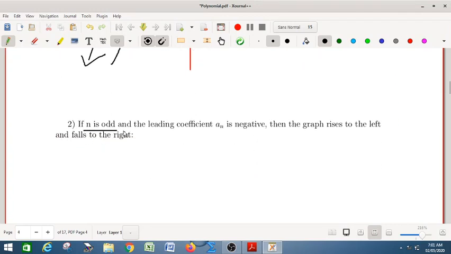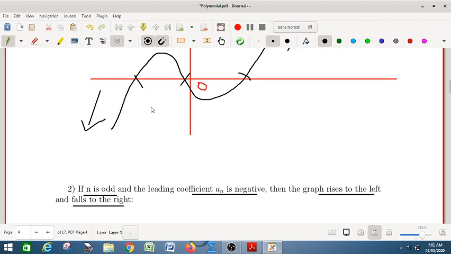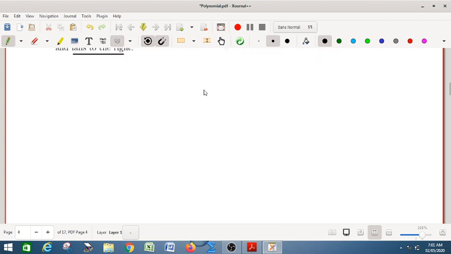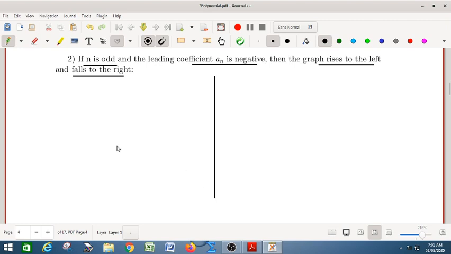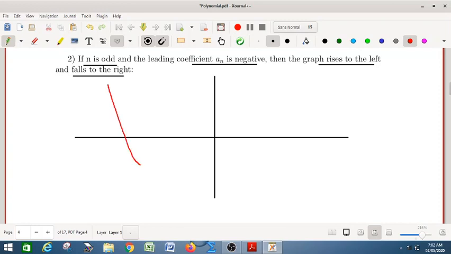Next, if n is odd and the leading coefficient is negative, the graph rises to the left and falls to the right. That is the opposite nature of this. It will be like this. So let us draw the graph now. x-axis, and it rises to the left, as I mentioned, like this. Again, it's a cubic equation, but this is the origin.